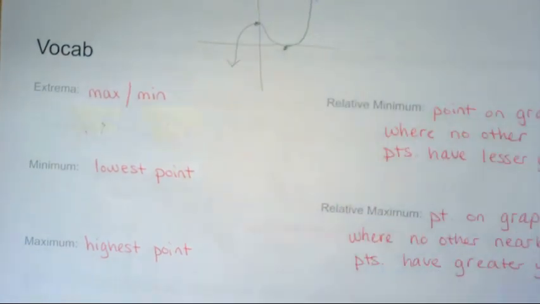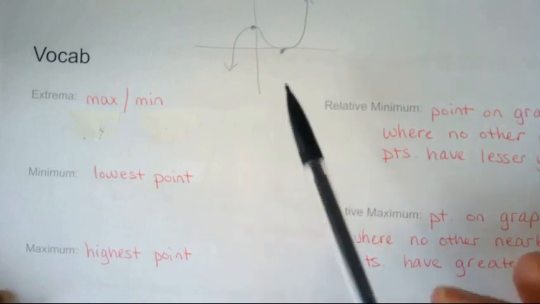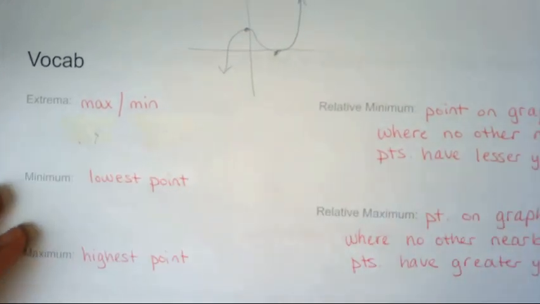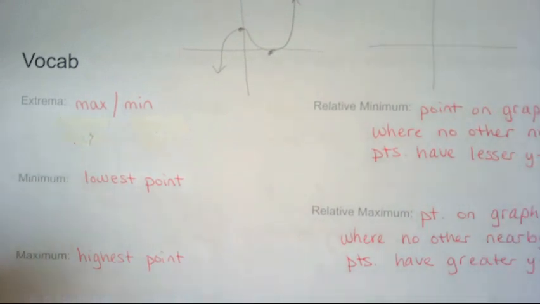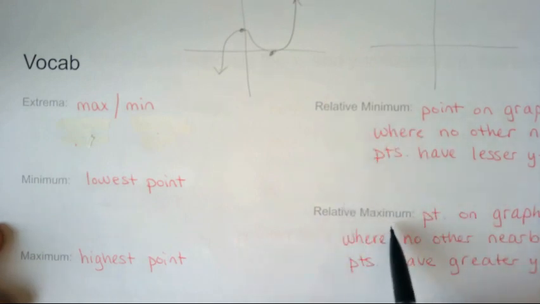Here would be the minimum because it's the lowest point within those humps, okay? So you're kind of looking at those hills and valleys. The top of the hill is going to be the maximum, and the bottom of the valley is going to be your minimum. Now, if you have several of those within a graph, then we have minimums and maximums, but then we also have relative minimums and relative maximums.